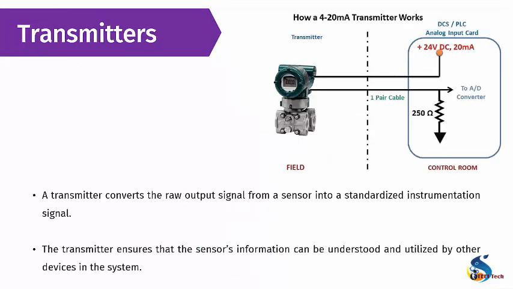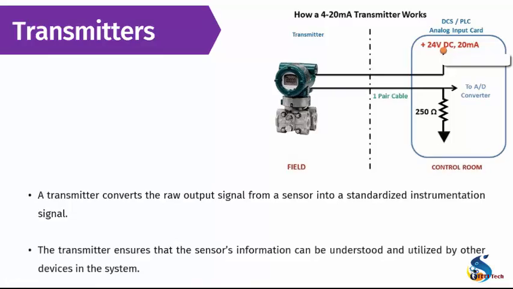Here, when you are studying about the sensors, you should know about the transmitters. A transmitter converts the raw output signal from a sensor into a standardized instrumentation signal. The transmitter ensures that the sensor's information can be understood and utilized by other devices in the system. Usually, transmitters convert into 24 volts DC or 20 milliamperes. It is a standard value.